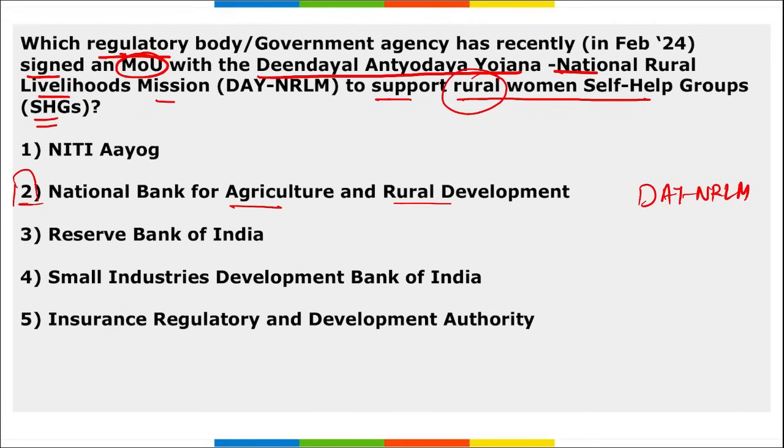And under this MOU, NRLM and NABARD will empower the women self-help groups. They will help them to promote their products. They will talk to them about marketing strategies. They will be talking to them about various skills so that they can grow their small businesses.